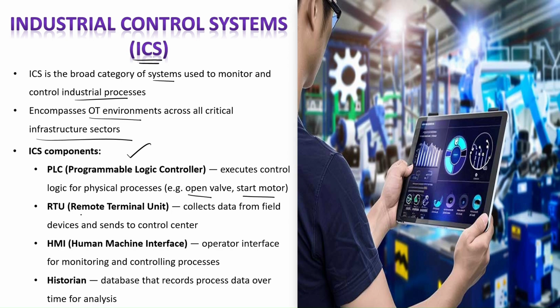RTU is the remote terminal unit that collects data from field devices and sends it to the control center. HMI is the human machine interface, the operator interface for monitoring and controlling processes. And historian is the database that records process data over time for analysis.